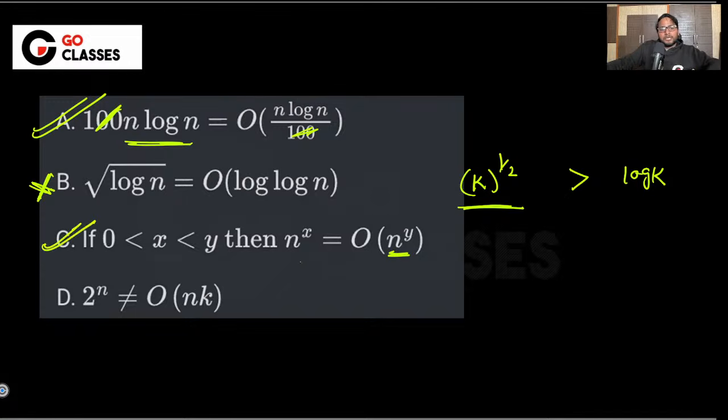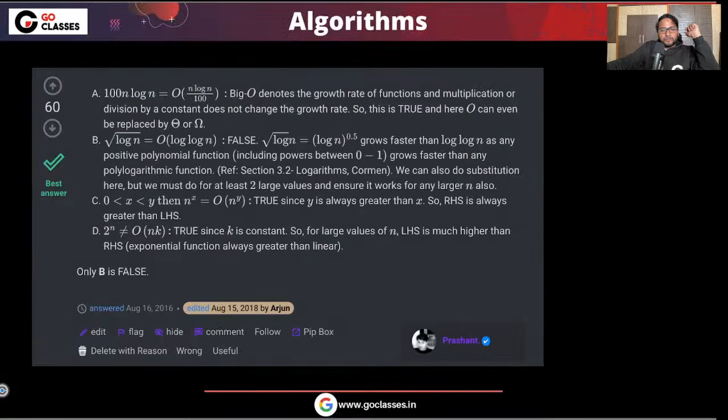We have seen this. So let's compare 2 power n and n into k. If k is a constant, then this is just n. Then obviously this is not the relation. So that's why this is also true, right? This is not the relation. So that's why only B is false. B is false.